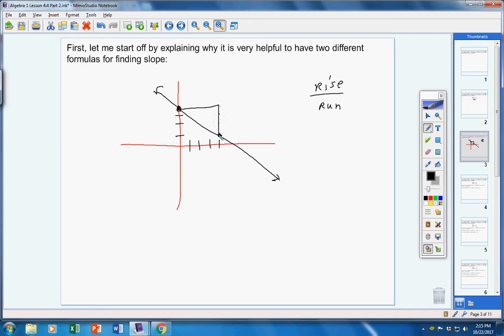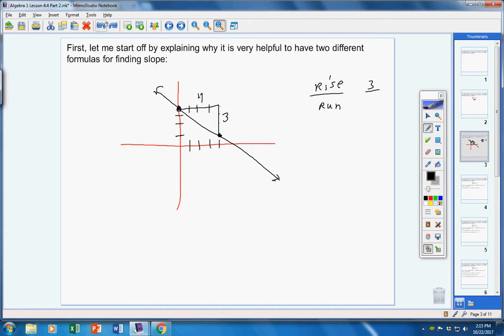1, 2, 3. It's even with this point here. 1, 2, 3. So my rise is 3. My run starts here and goes over to here, which is 1, 2, 3, 4. So my slope would be rise over run, negative because the line is going downward. Now, that's what we used in the last video that I taught you, this formula right here. And this is a great formula to use when you're given a graphed line like this one.